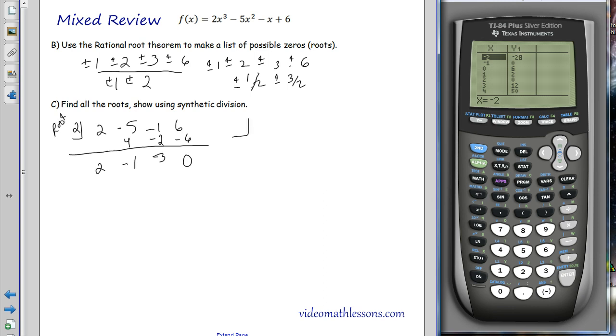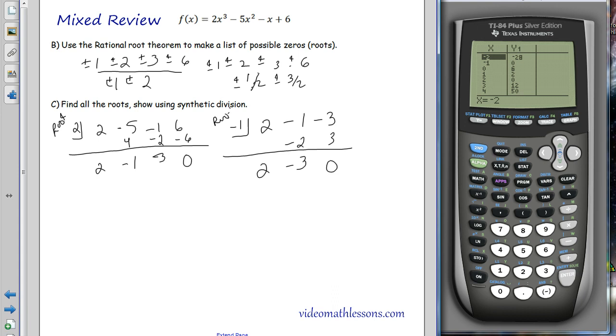And I know positive -1 is a root, so I'll do -1. I'll take this new equation. Now this was x cubed to start with, now it's x squared. So 2, -1, -3. Bring down: negative 2, negative 3, positive 3, 0. That tells me this was a root.